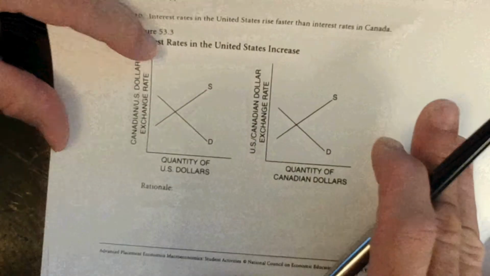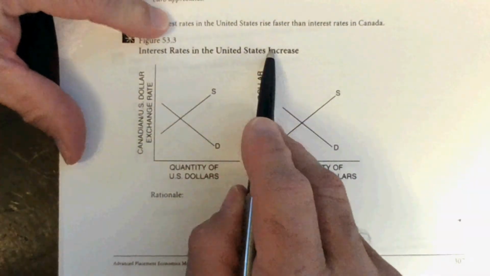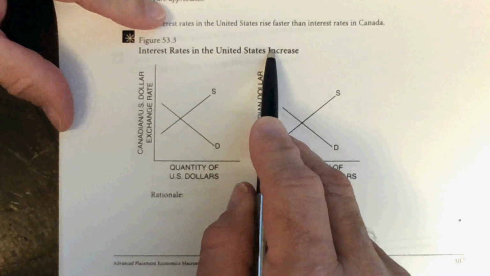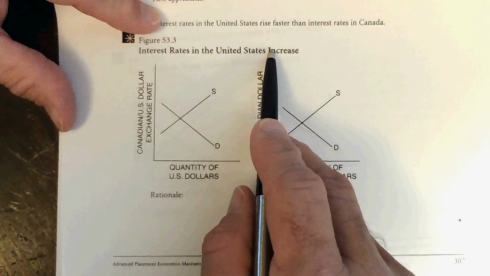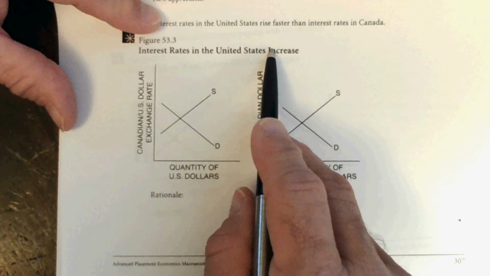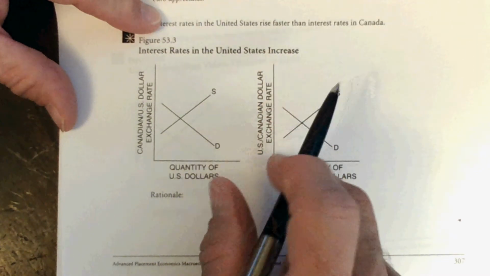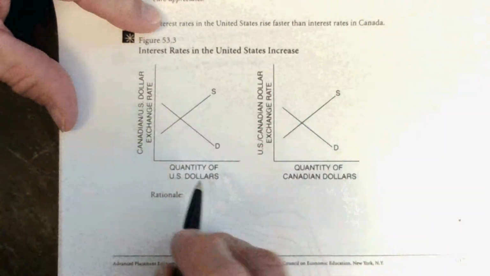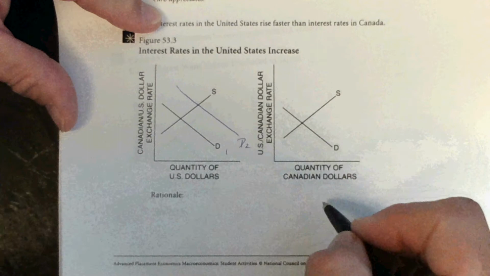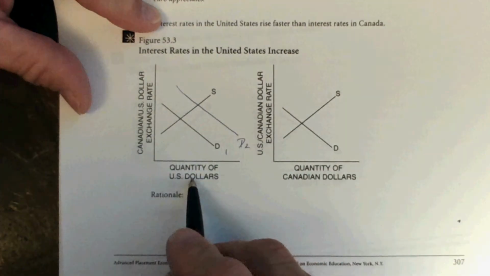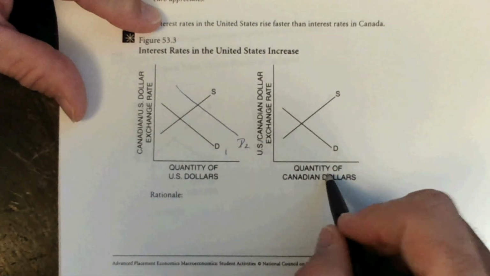Interest rates in the United States increase. Well, if you were walking down the street and had money to put in the bank, you would put your money in the bank with the highest interest rate. So in these examples, it's assumed that when interest rates in the United States go up, foreigners will want to invest more in the United States. To do that, they're going to need more dollars. That will cause the demand of dollars to increase from D1 to D2. To get those dollars, they have to exchange their money, in this case Canadian dollars.